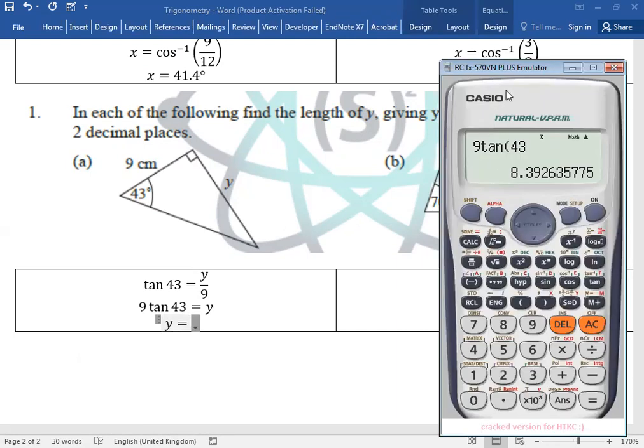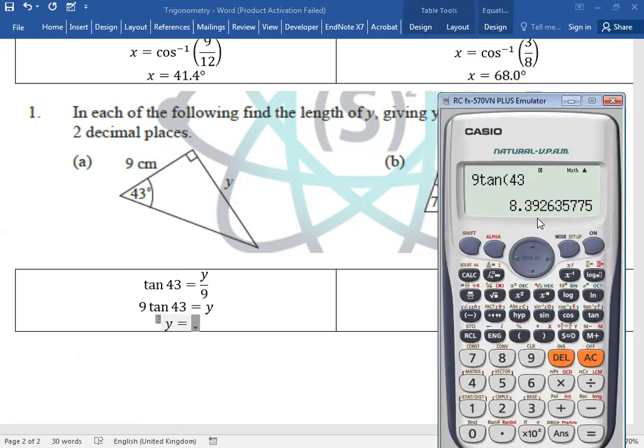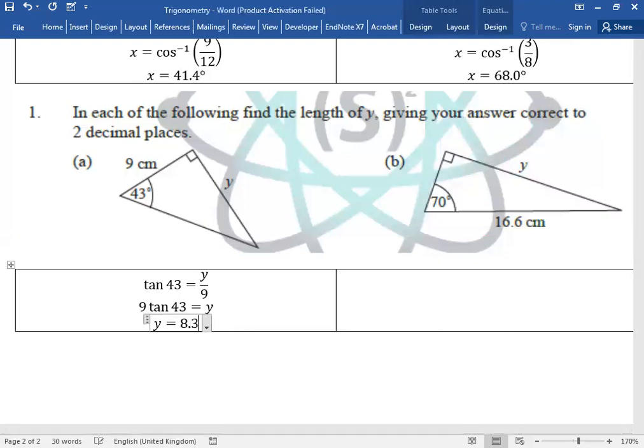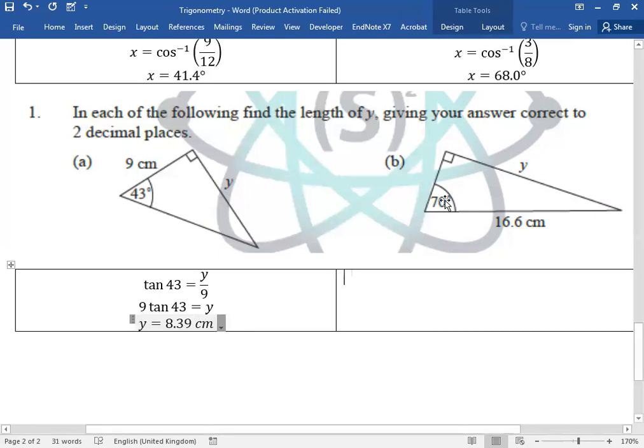Remember, now this is not an angle. I don't have to write it to one decimal place. I have to write it to 3 significant figures. 8 is the first significant figure. 3 is the second. 9 is the third. What do I have after 9? 2. So 9 remains as 9. And this is 8.39 centimeters. Is this clear? What about the next one?